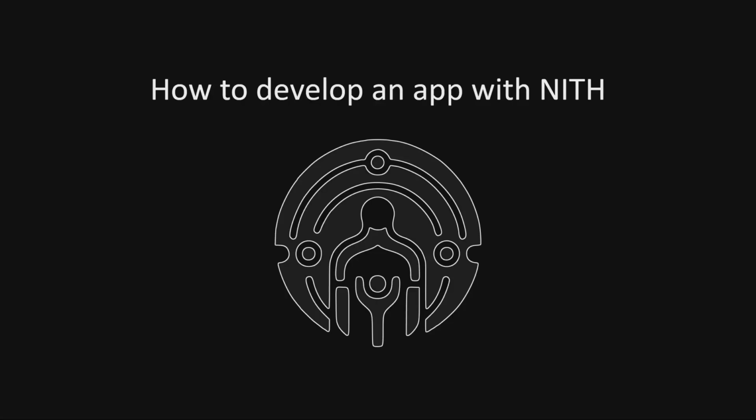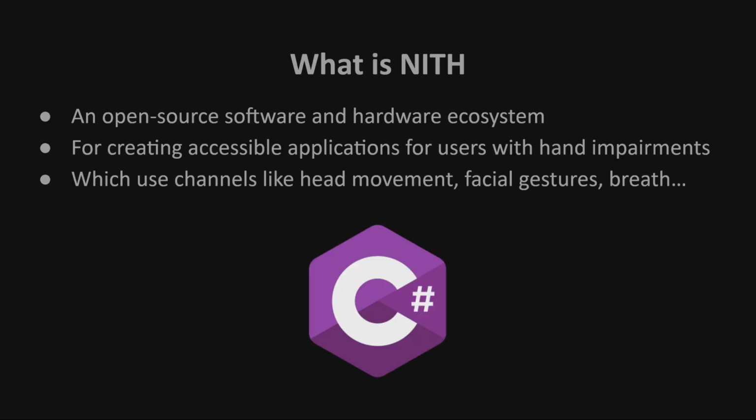Welcome to a tutorial on how to develop an application using the NITH framework. NITH is an open source software and hardware ecosystem for the creation of accessible applications for users with hand impairments, which use interaction channels like, for example, head movement, facial gestures like eye blinking, mouth aperture, etc., or for example, breath pressure, and others that we will see next in this tutorial.